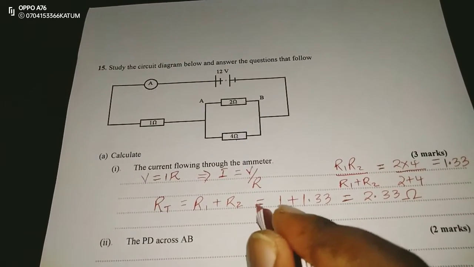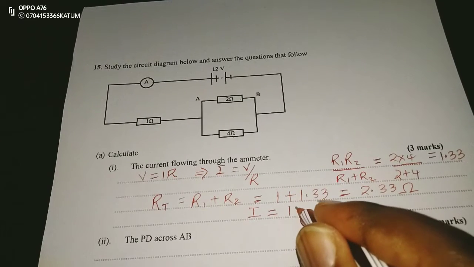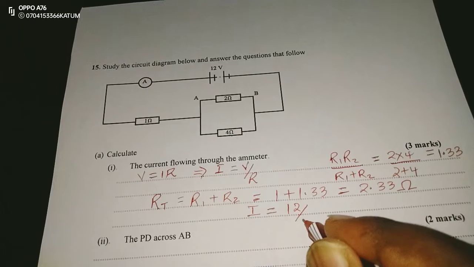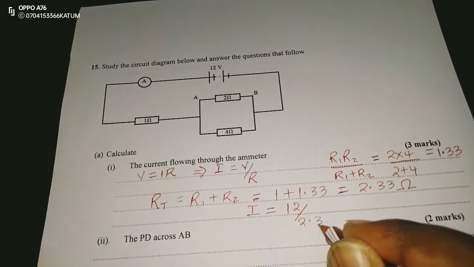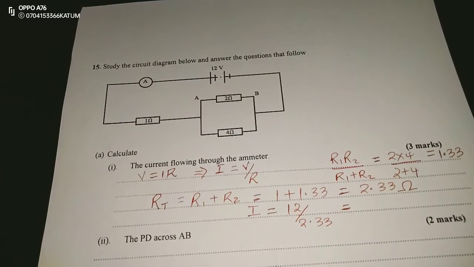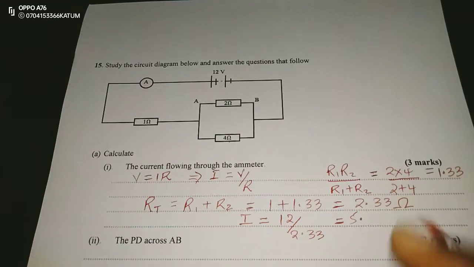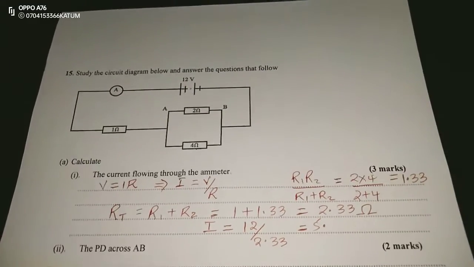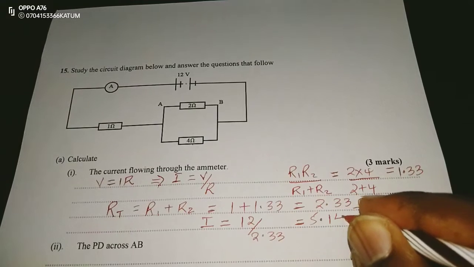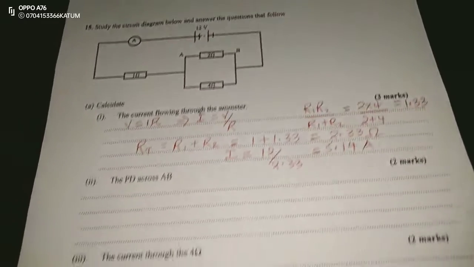So for us now to get current, we need the voltage of 12 divided by the total resistance of 2.33. When I take 12 divided by this answer, I'm getting 5.14 amperes. That is now the current.